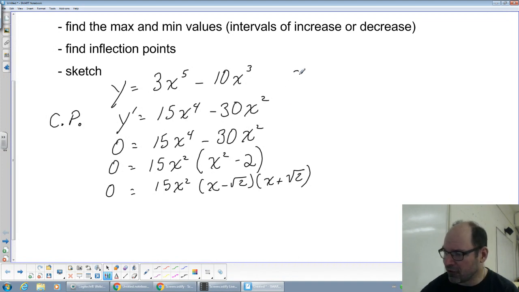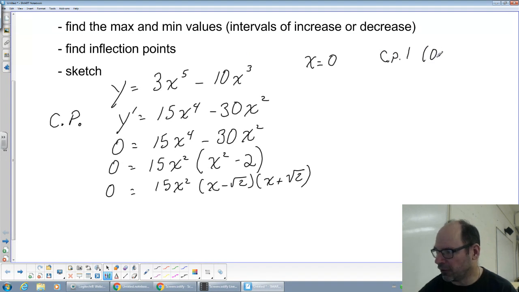So x can equal... maybe I'll have to do these one at a time so I don't throw you off. First of all, each of these can equal 0. This can equal 0, this can equal 0, this can equal 0. So 15x squared equals 0. Divide by 15 on both sides, x squared equals 0, so x can equal 0. This is critical point 1. If we put a 0 in here, it's going to be 0, 0. So critical point 1 is 0, 0. Got that one. That's the easy one to do.